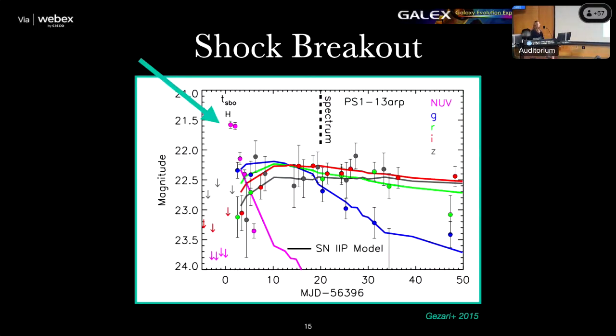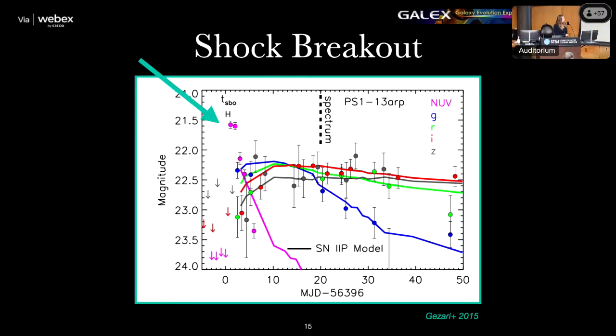This is my slide for GALEX. This is looking at shock breakout. So GALEX, in the near UV, caught when the photons first reach a low enough density that they can break out of the star. This creates a UV flash, which should fade rapidly over time.